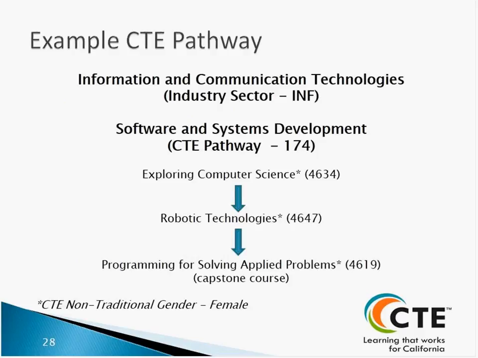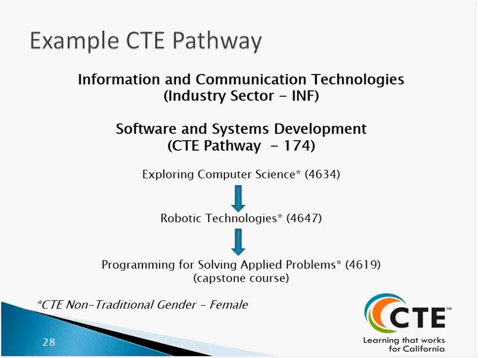So, an example of a CTE pathway, this is in the ICT industry sector, in software and systems development. This is a 3-course sequence, starting with exploring computer science. In software and systems development, this is CTE pathway 174. We have 3 courses, and in parentheses after each one, you'll see a CBED code. Again, you'll notice that those are in the 4,000s.